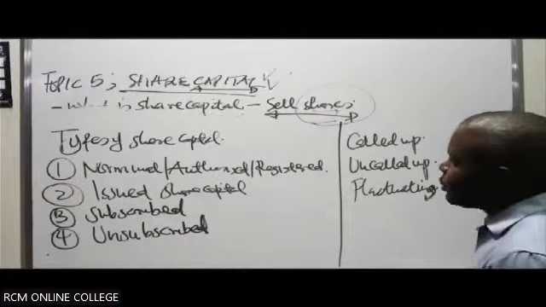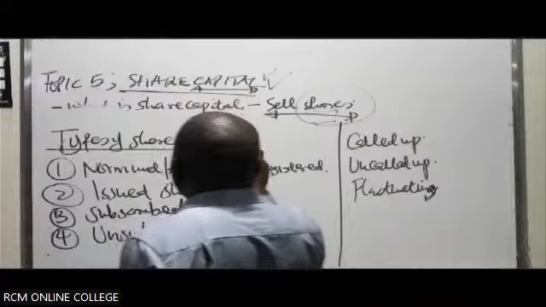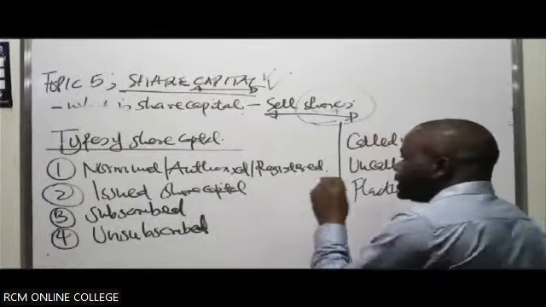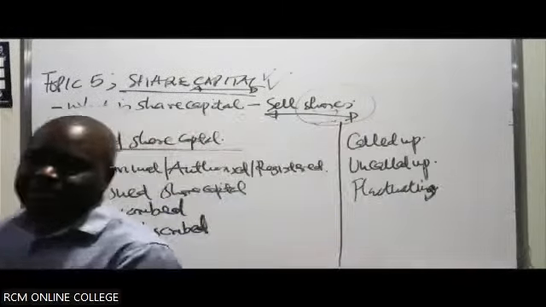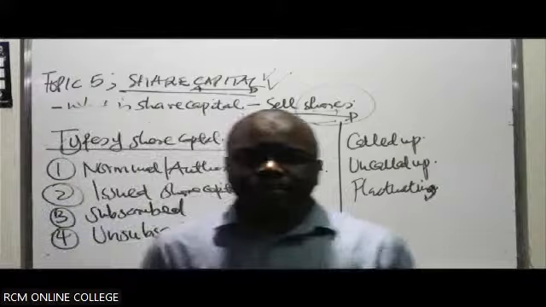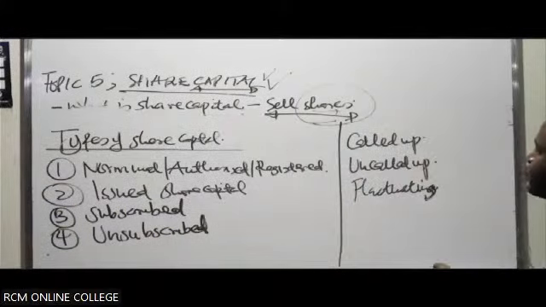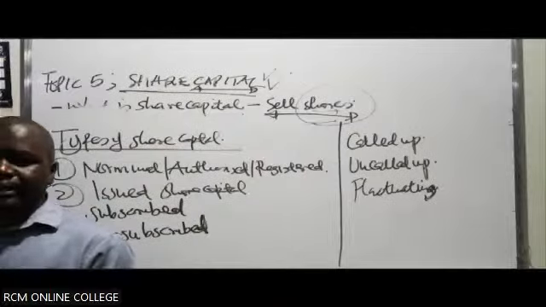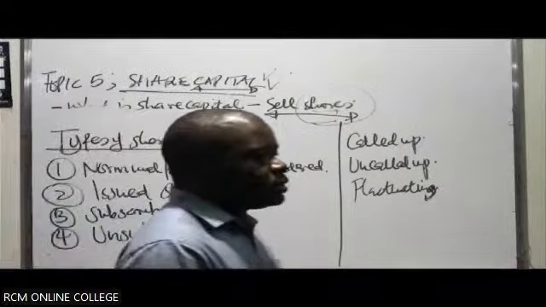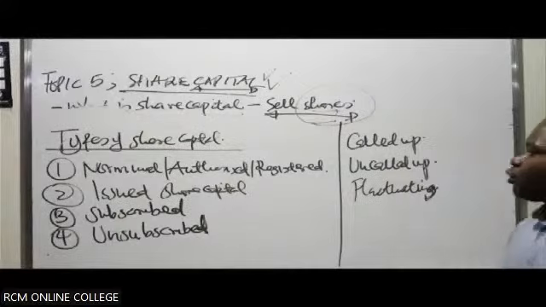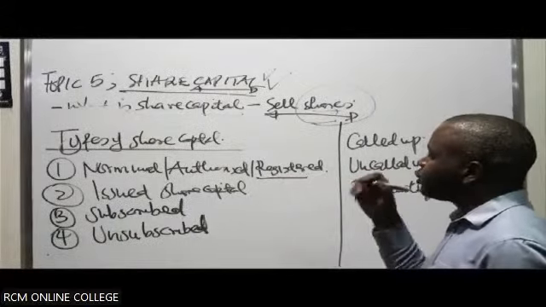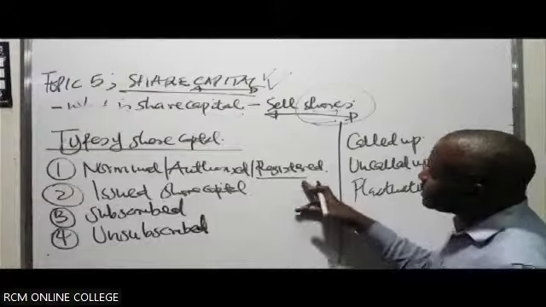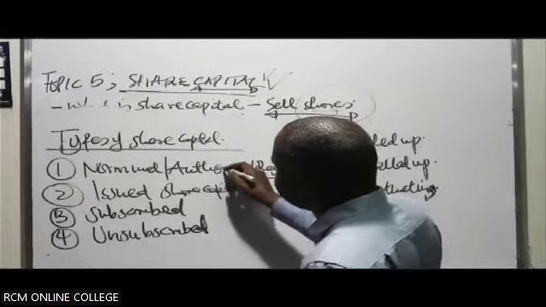The type of share capital will likely be described by the name. For example, when we talk about nominal, authorized, or registered, it is the share capital with which the company will be registered at the registrar's office. When you register the company, you will be called upon to state which capital you want your company to be registered with. Maybe you'll say 100K, 1 million, or 5 million. That is what we refer to as the authorized or registered capital. Sometimes we call it authorized, because it is what you've been authorized by the registrar.